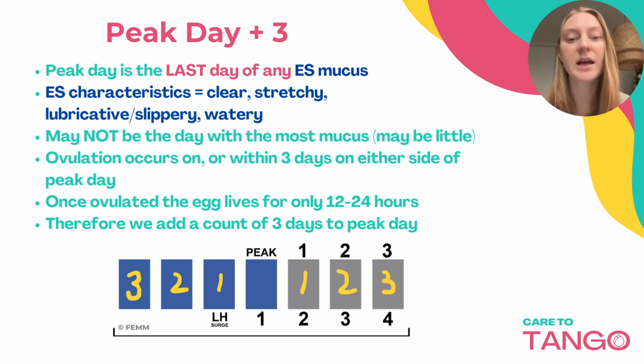Ovulation occurs on or within 3 days on either side of peak day. So you can see your peak day down below. Ovulation can occur on any one of those days from -3 all the way up to +3. And once that egg is ovulated, it only lasts for 12 to 24 hours. Now, there is a phenomenon if you hyperovulate where you could actually release another egg during that 12 to 24 hour window. And that's actually how fraternal twins are conceived. So peak plus 3 accounts for all those things.